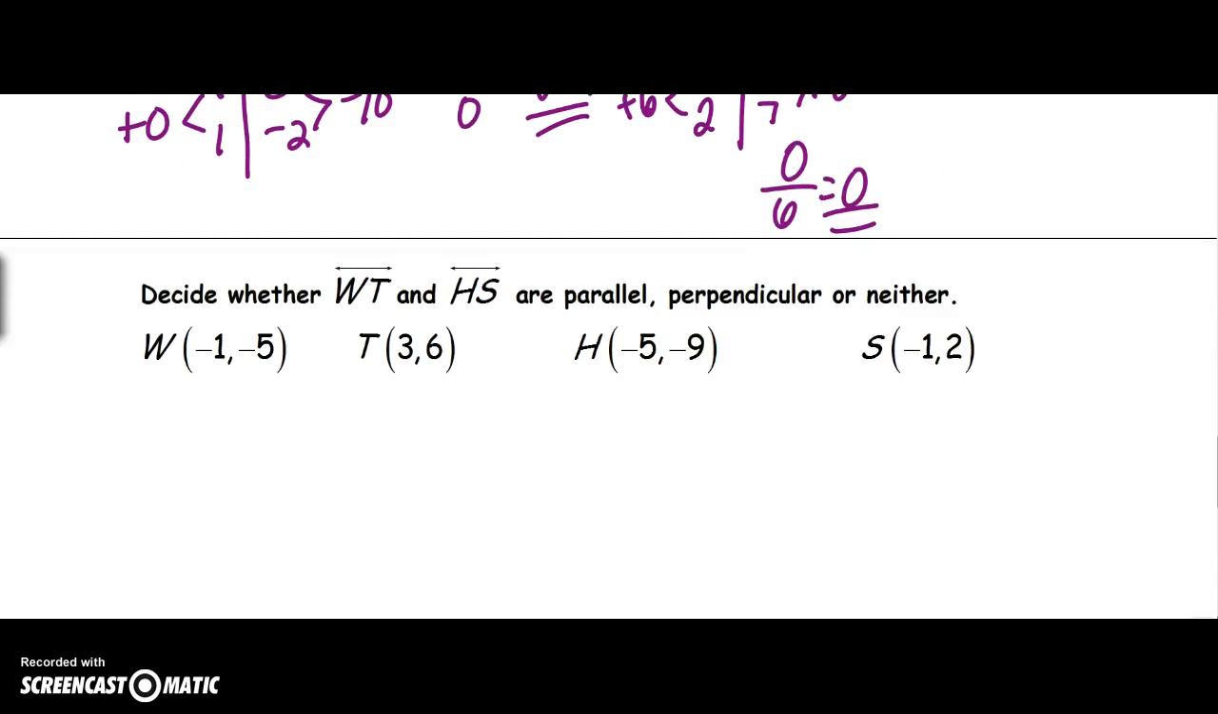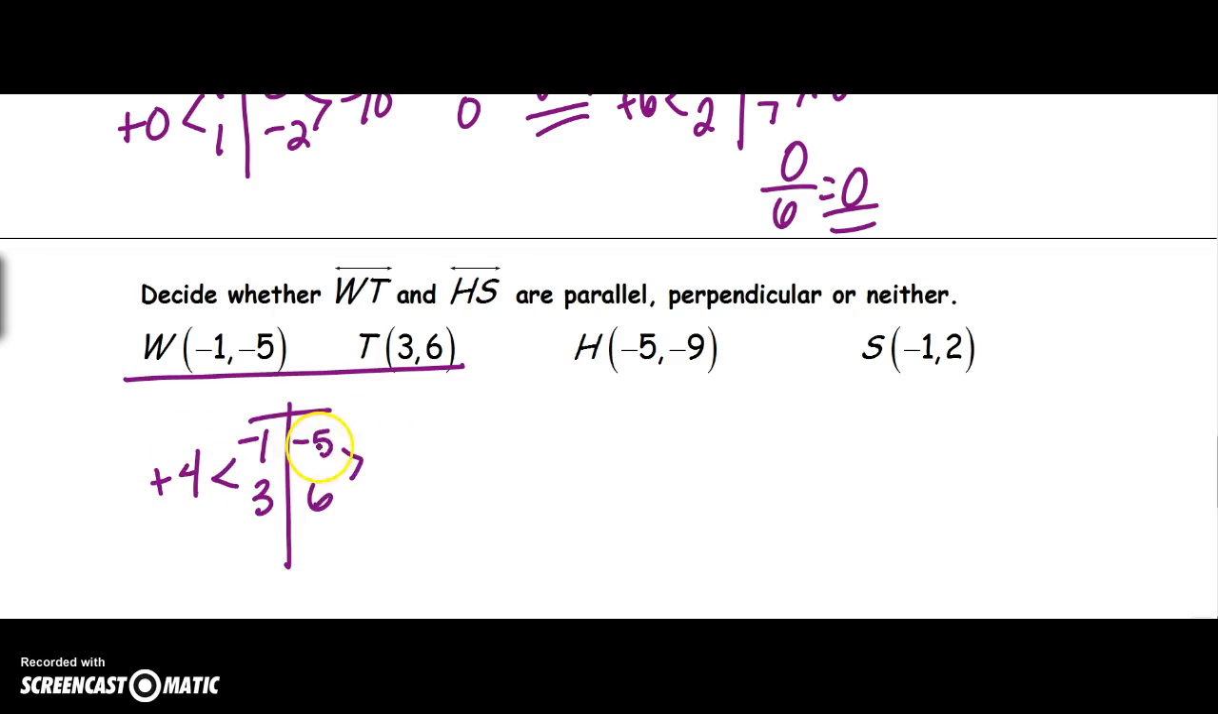We're going to do this first example. It says decide whether line WT and line HS are parallel, perpendicular, or neither. So here's WT, so this is the first slope we're going to do. To get from -1 to 3, you add 4. And to get from -5 to 6, you add 11. So here you have 11 over 4.